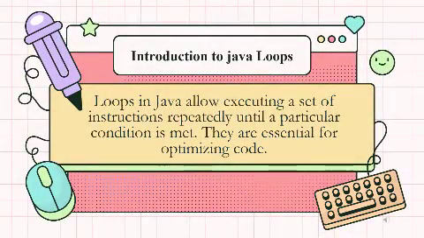Introduction to loops in Java. Loops in Java allow executing a set of instructions repeatedly until a particular condition is met. They are essentially for optimizing code.